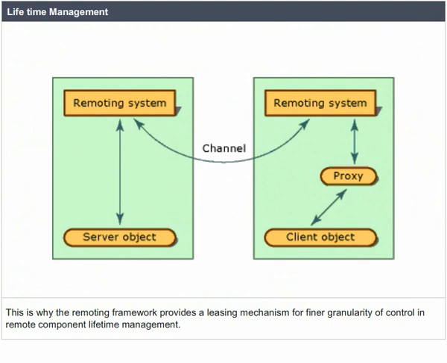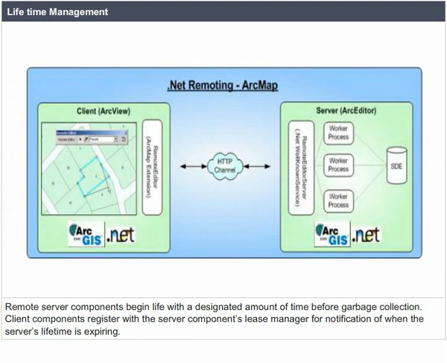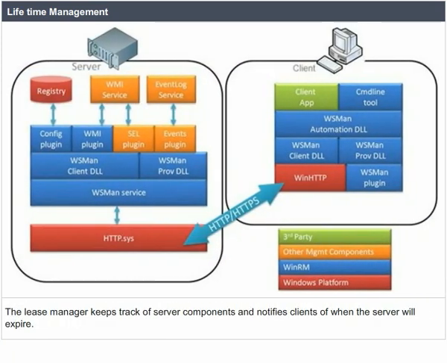Remote leasing operates via a collaborative protocol between one or more client components, a server component, and a lease manager. Remote server components begin life with a designated amount of time before garbage collection. Client components register with the server component's lease manager for notification of when the server's lifetime is expiring. The lease manager keeps track of server components and notifies clients of when the server will expire.